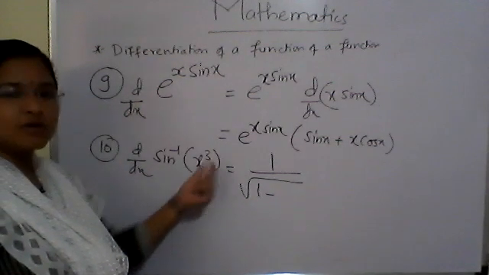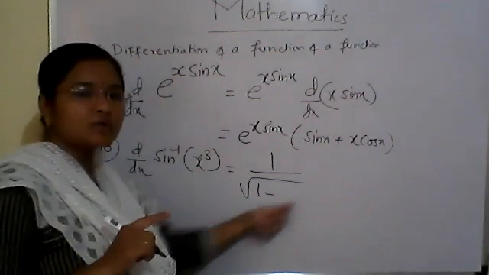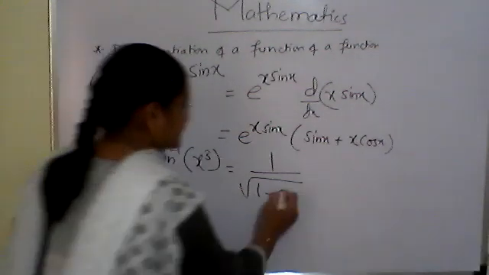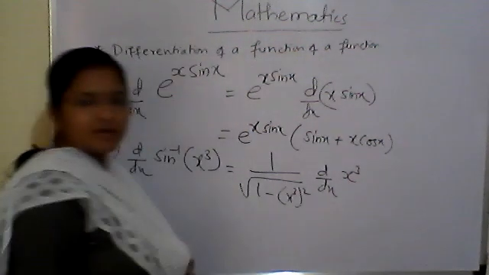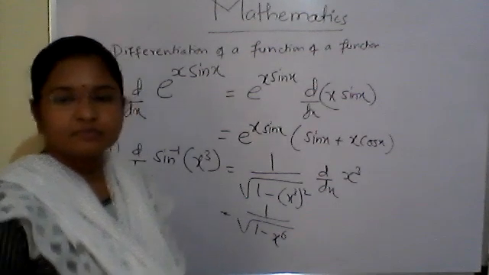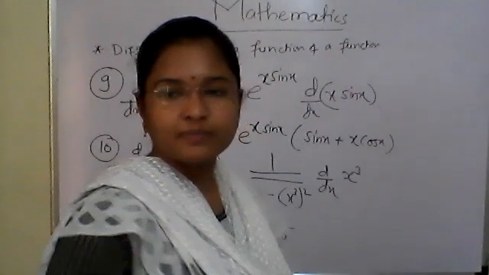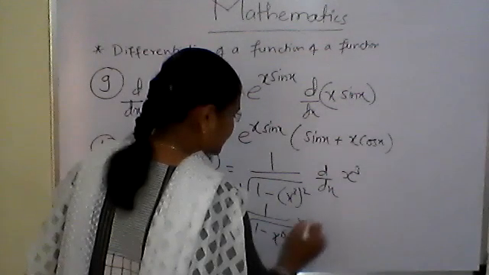Now the next example, sine inverse of x cube. So here the square of x cube will be there, so it is equal to 1 upon square root of 1 minus x to the power 6, into the derivative of x cube. What is the derivative of x cube? 3x square. Yes. 3x square. So this is the derivative of sine inverse of x cube.